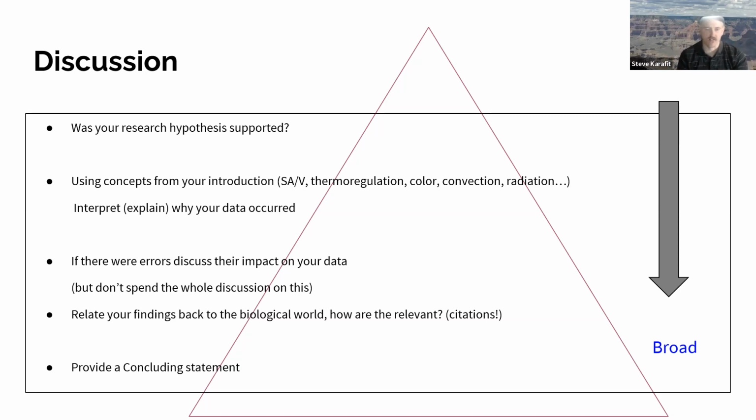If you made any errors, don't spend more than 1 or 2 sentences on that. I don't want a whole paragraph of how you messed up. Then relate your findings back to biology. So we talked about why things happen. Now tie it back to biology. Cite one of those papers. This is similar to how this organism works in the wild. Here's why it's relevant. Provide citations here. And then finally, a concluding statement. Overall, what did you find out?